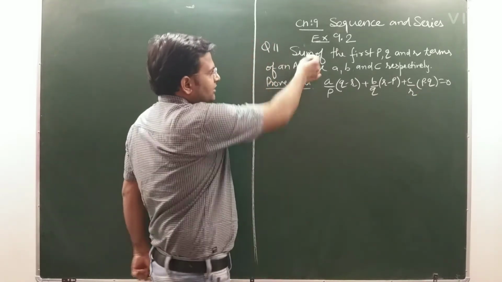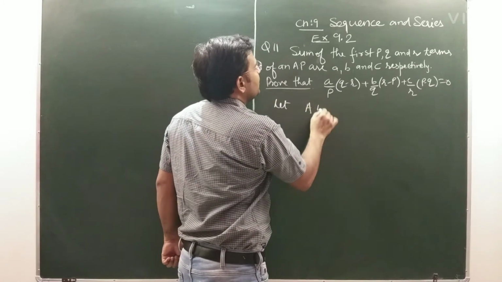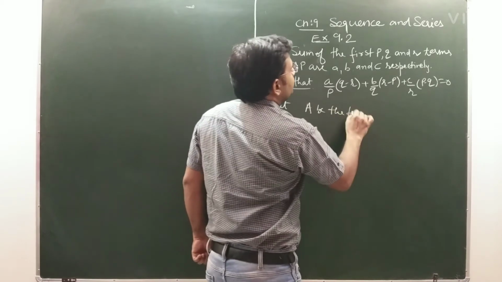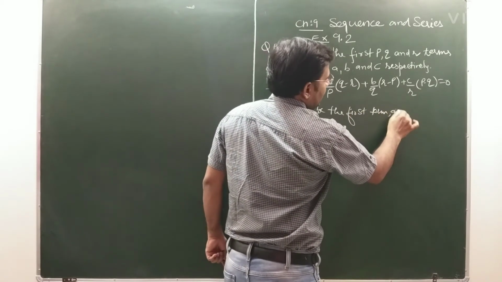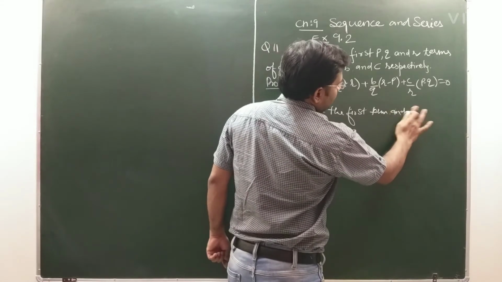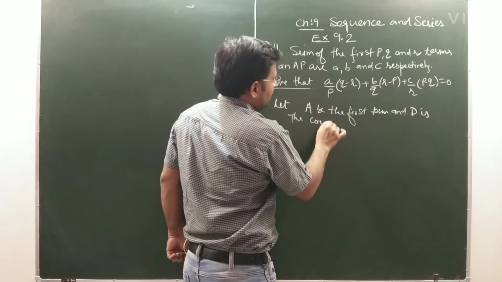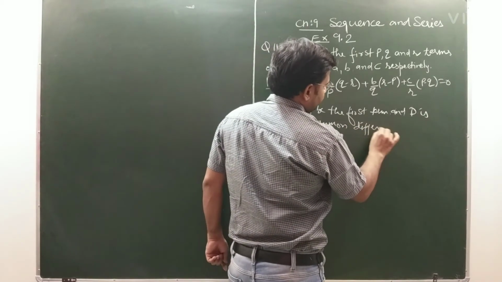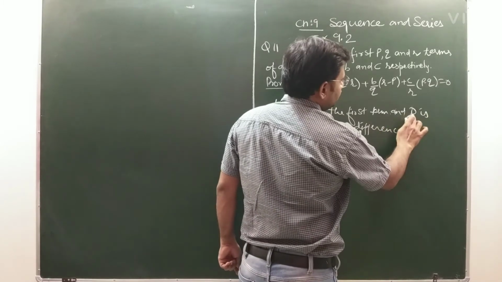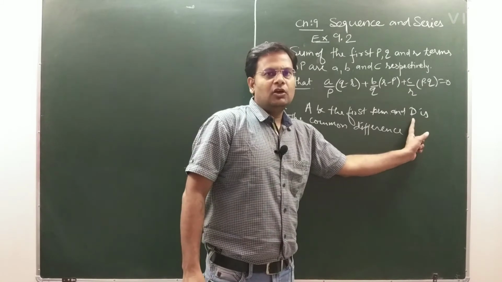So we can start from: let capital A be the first term and capital D is the common difference, or you may take this smaller d also. So now we are taking this capital D as the common difference.